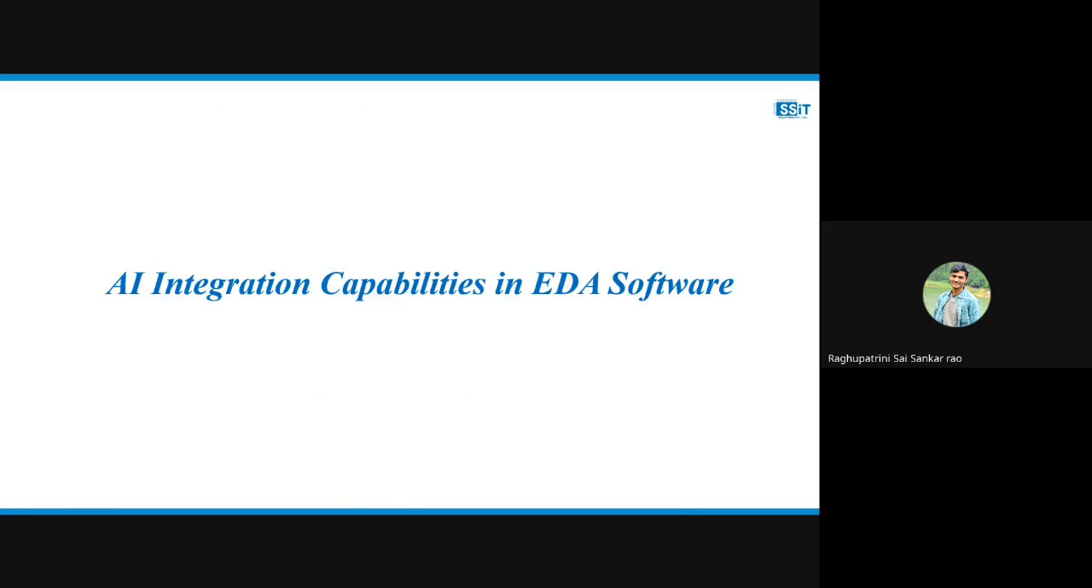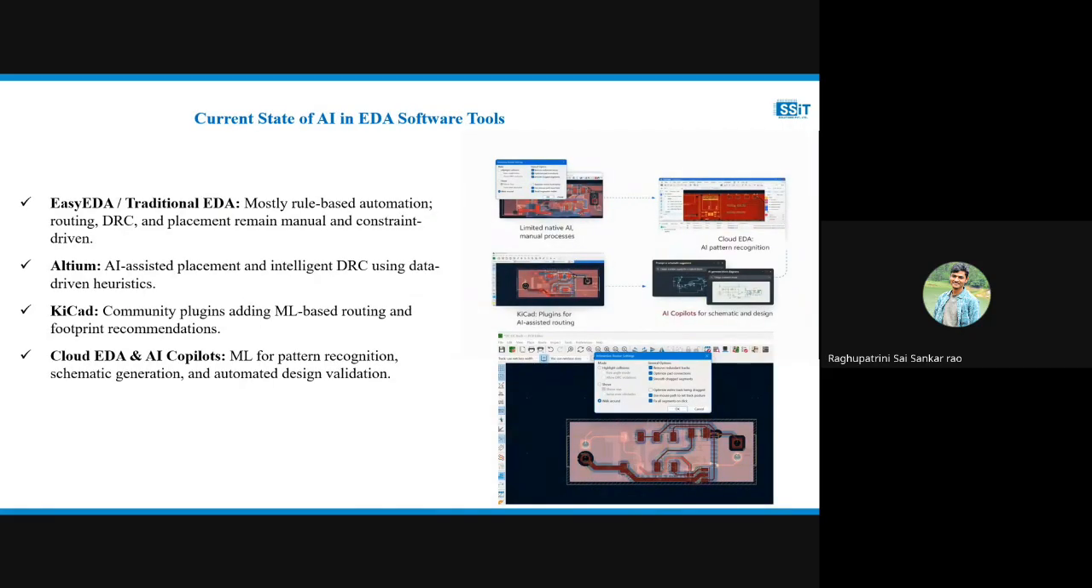While looking at the AI integration capabilities in EDA software, the current state of AI in EDA software tools: EDA is nothing but all layout software, not only EasyEDA. If you consider any layout software tools, mostly with EasyEDA or traditional EDA tools, it is rule-based automation like routing, DRC, and placement, which remains manual and constraints driven. We give all the rules as a Python script or a command-based or prompt-based input, so everything will be done automatically by using an automated system.